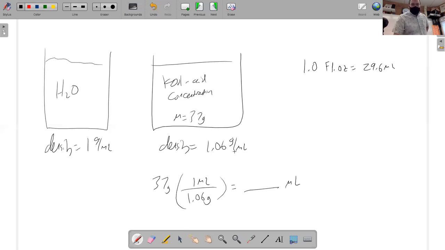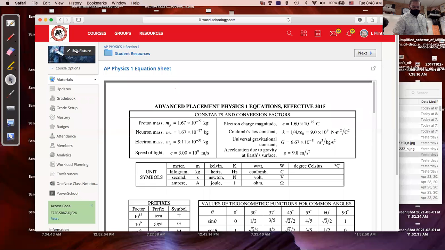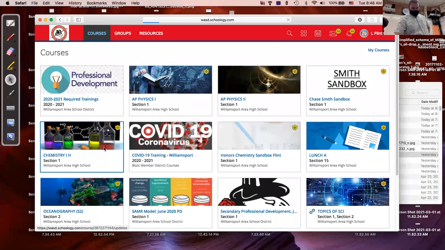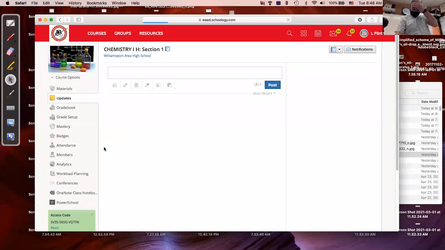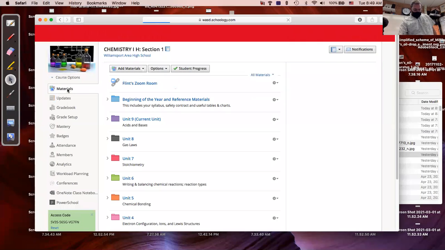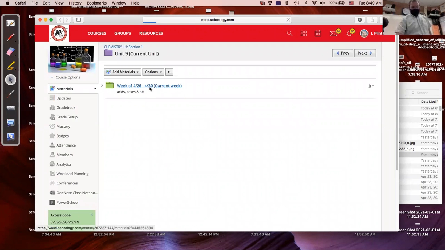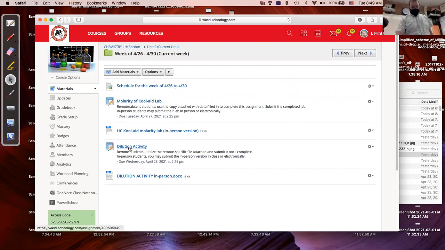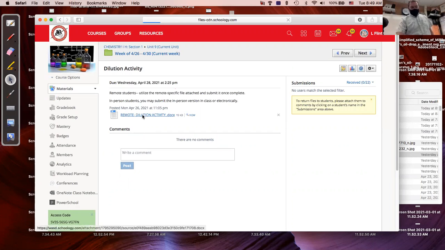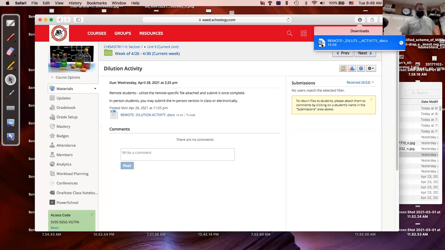All right, if you are remote, I put stuff in the folder. Show desktop, courses, Chem 1. So in the folder for this week, there's an assignment that says dilution activity. If you're here, you can just turn it in person. Otherwise, when you click on remote dilution activity as a remote student, there's some values that are listed that you can use right in the assignment.